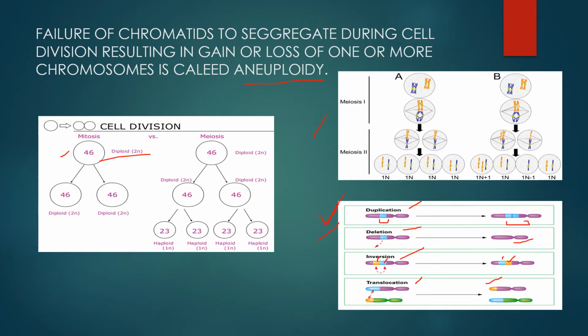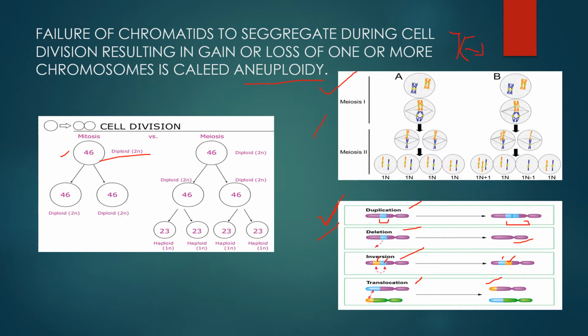Coming to the change in the number of chromosomes, there is a failure of chromatids to segregate during cell division. This is the chromosome, and we call these sister chromatids. If there is a failure in the segregation of the chromatids during cell division, it results in the gain or loss of one or more chromosomes. We call it aneuploidy.